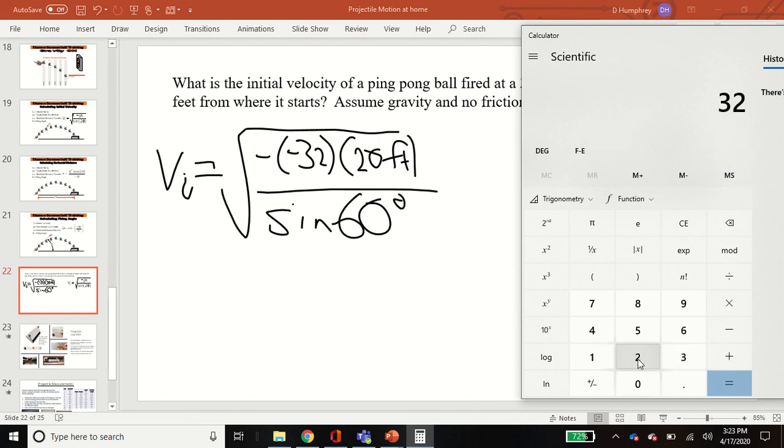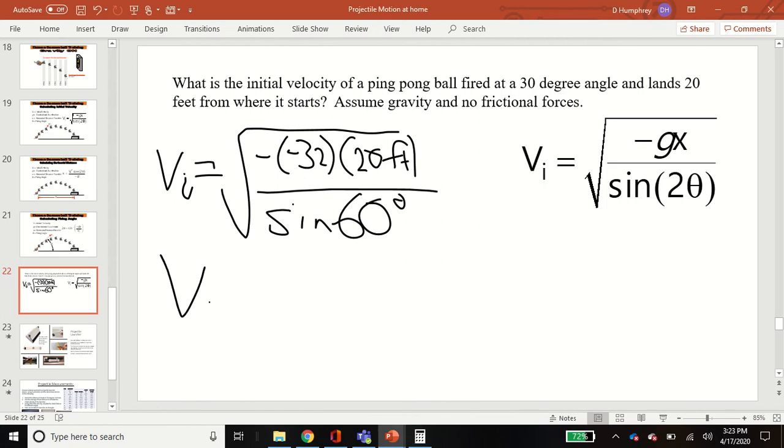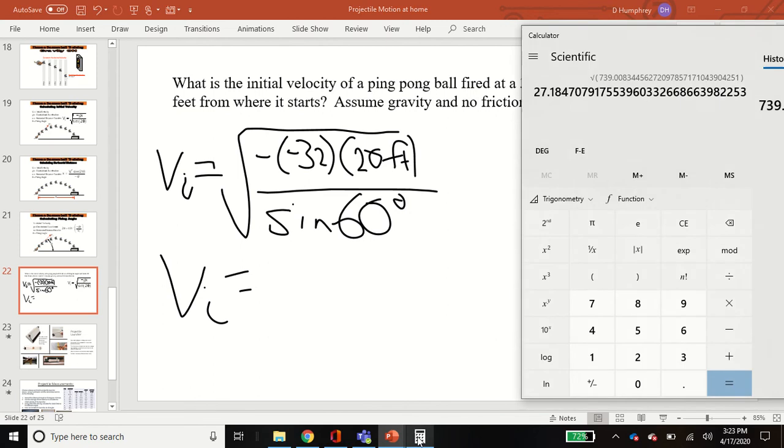And so if I bring up my calculator, we'll do it right here. So I can do 32 times 20, 640, and then I want to divide by the sine of 60. I think this works. Trig sine equals, that's a big number, and now I need to click second here, and that'll give me my square root. And so that's my number. V sub i equals, what was that, folks? That was 27.2. Okay?